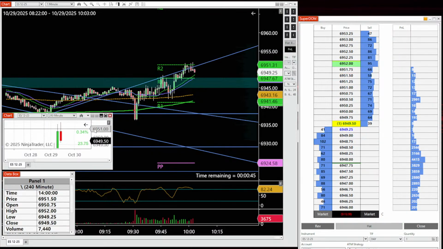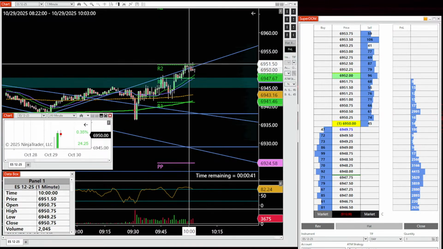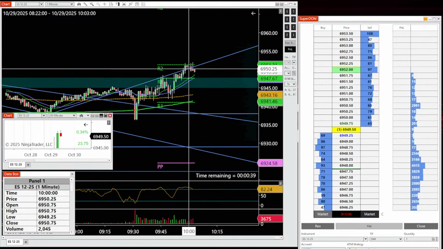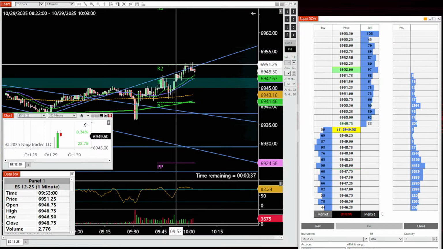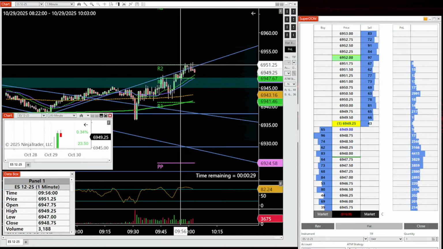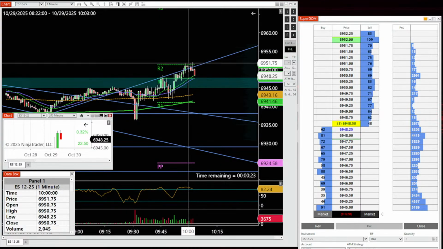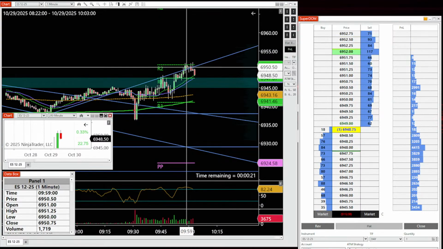stop filled. There we go. So it wasn't a clean break. Took it early. Could have waited until it actually held above the resistance level, which it didn't hold. So it came and got us out. Always the liquidity.